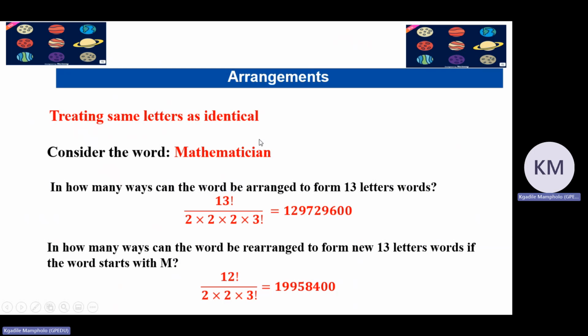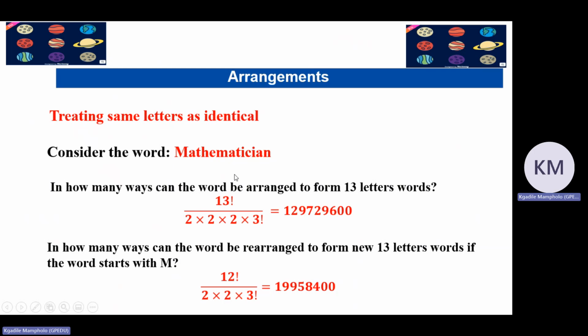If we treat same letters as different, you check the number of letters that are repeating. Like here in the word mathematician, M is repeating. There are 2. That's why we have 2 here. You divide by the number of letters which are repeating. If they say treating same letters as identical, M is repeating, hence 2 here.